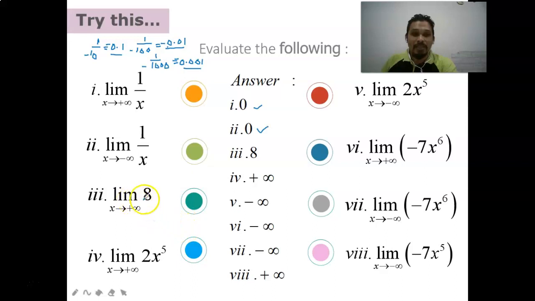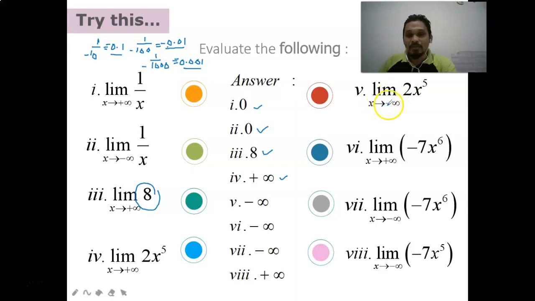And for this one here, the limit of 8 as x approaches infinity, there's no unknown x here. Nothing changed, so it is equal to 8. Okay. And then when x approaches positive infinity, the value of x is getting bigger and bigger, 100,000 and so on, to the power of 5. It's getting bigger and bigger, so it's approaching positive infinity.